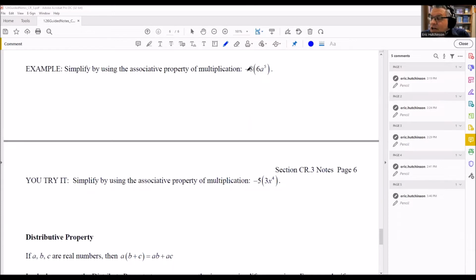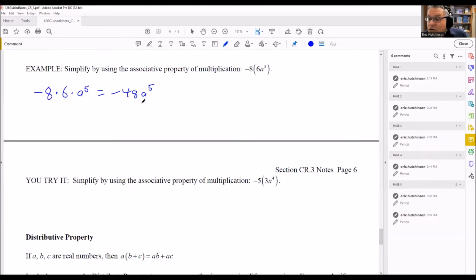So for instance, here I have -8 times 6a to the fifth. Now it may look like I'm only multiplying two things together, but actually I'm multiplying three things together. I have -8 times 6 times a to the fifth. So when I multiply, I can just multiply the first two things out front, and that's going to be -48. And then that's being multiplied by a to the fifth. So that's it, that's going to be your entire answer. Okay, -48a to the fifth.